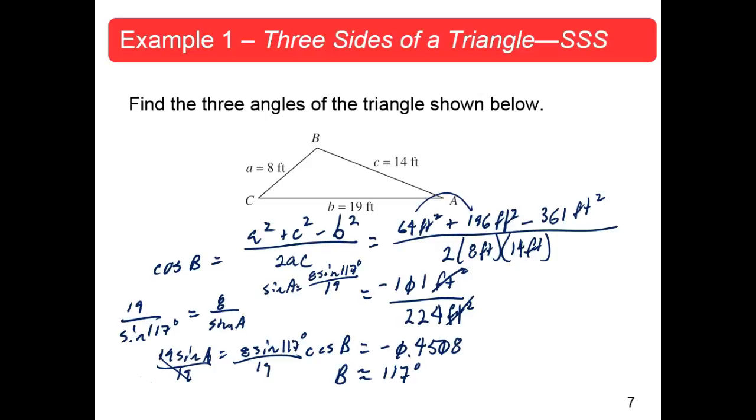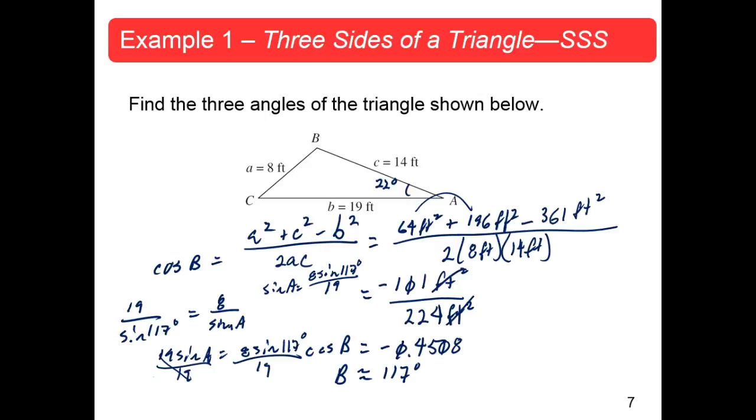Okay. So there was example 1. Les, that's how we did it. Oh, wait, no, we didn't finish, did we? Did we find out what A was? I ended up getting 22. 22 degrees? Okay, let's see if that sounds like it makes sense. Well, I'll tell you this. It has to be less than 117 because 8 is a lot less than 19. Now, you can't go by ratios, but it is a lot less. So that is at least making sense.